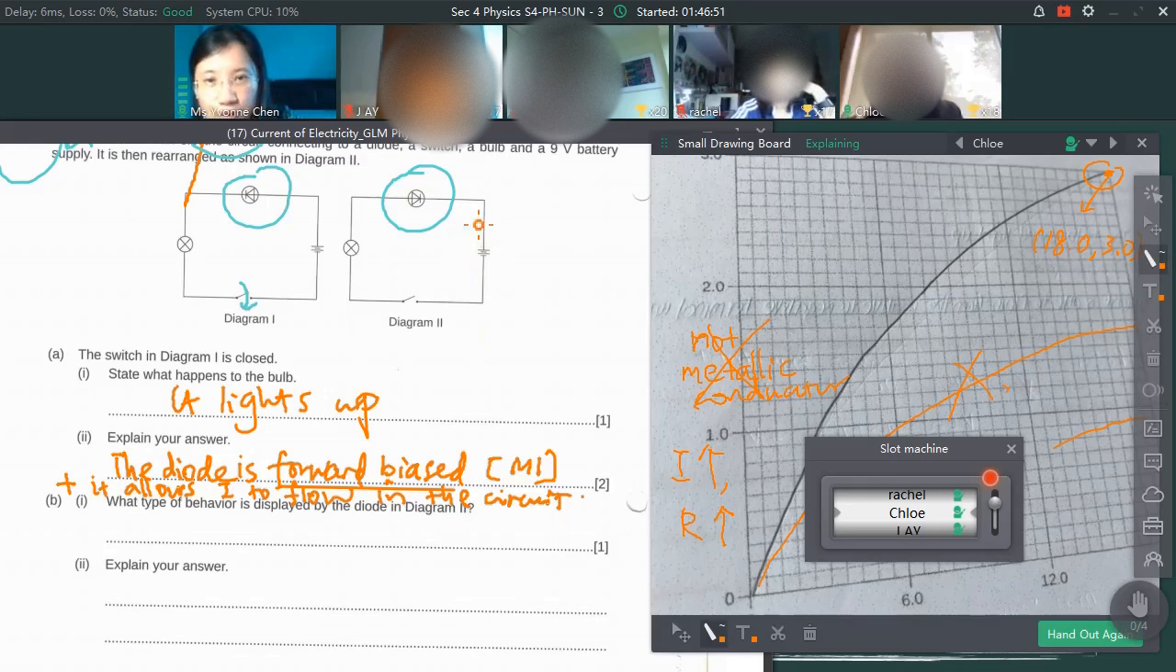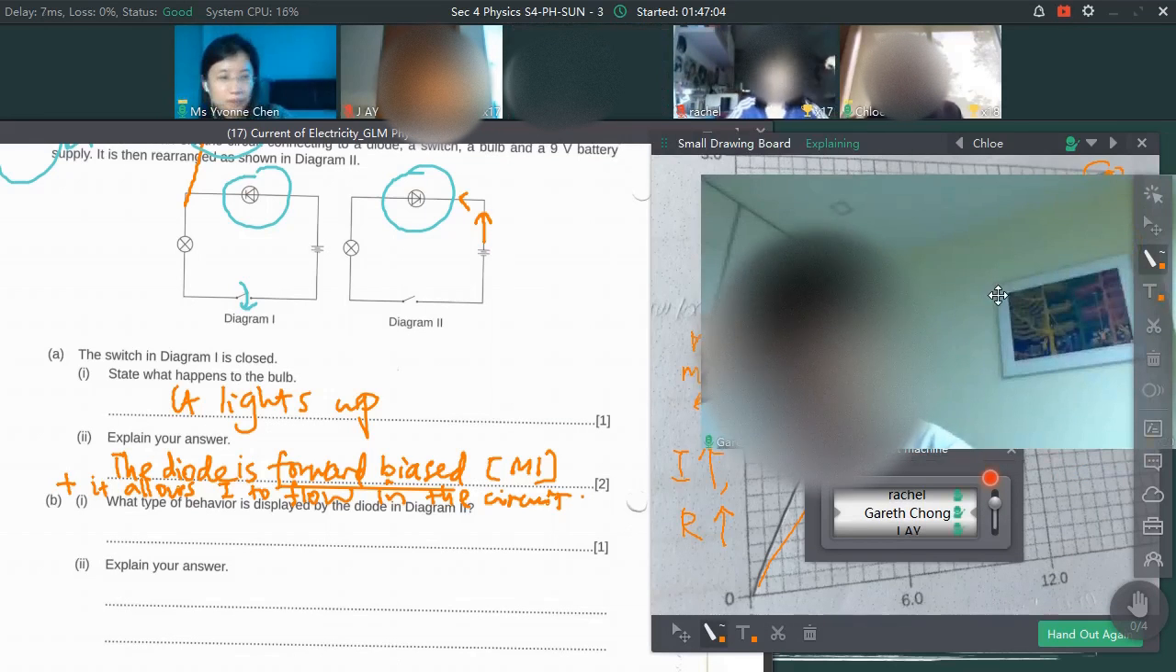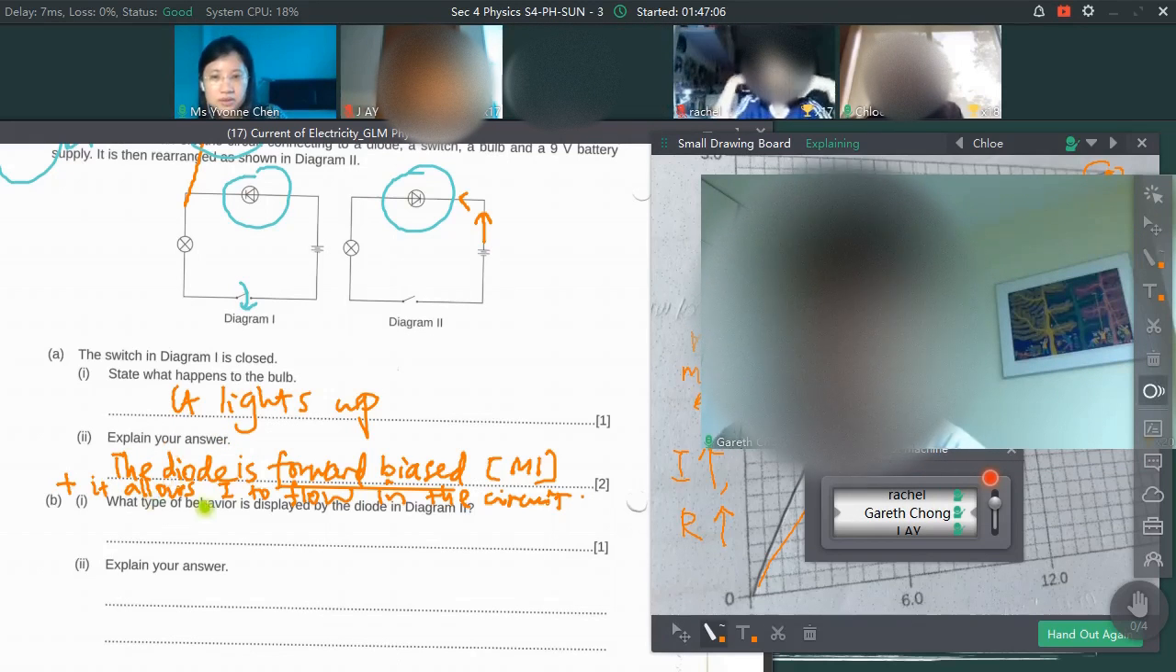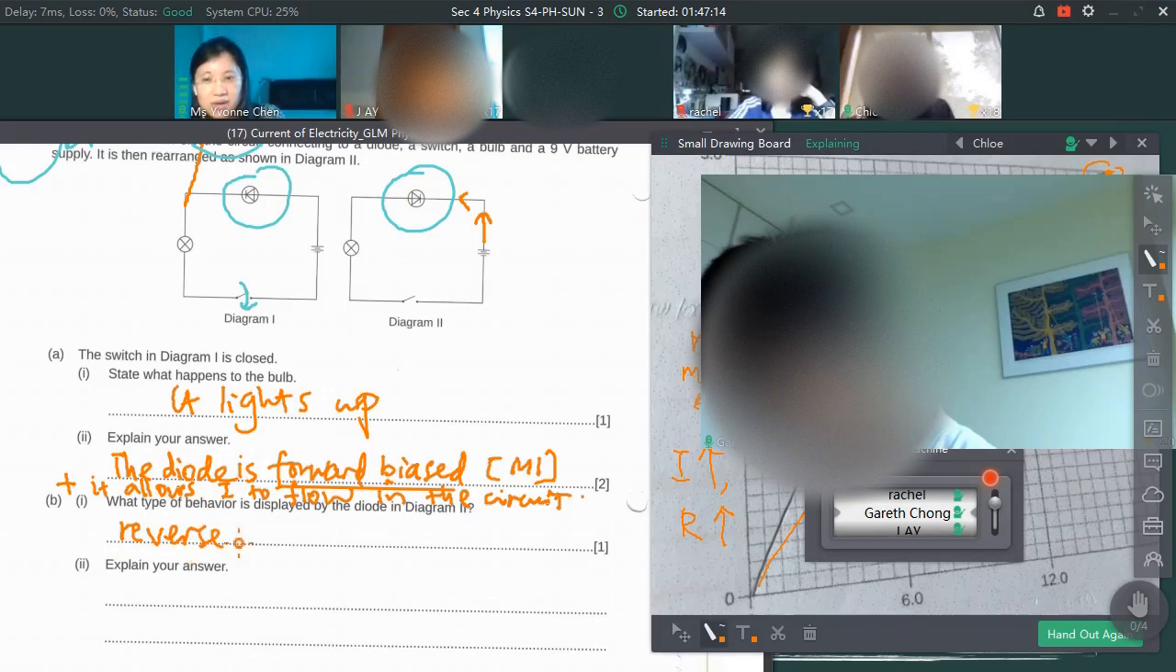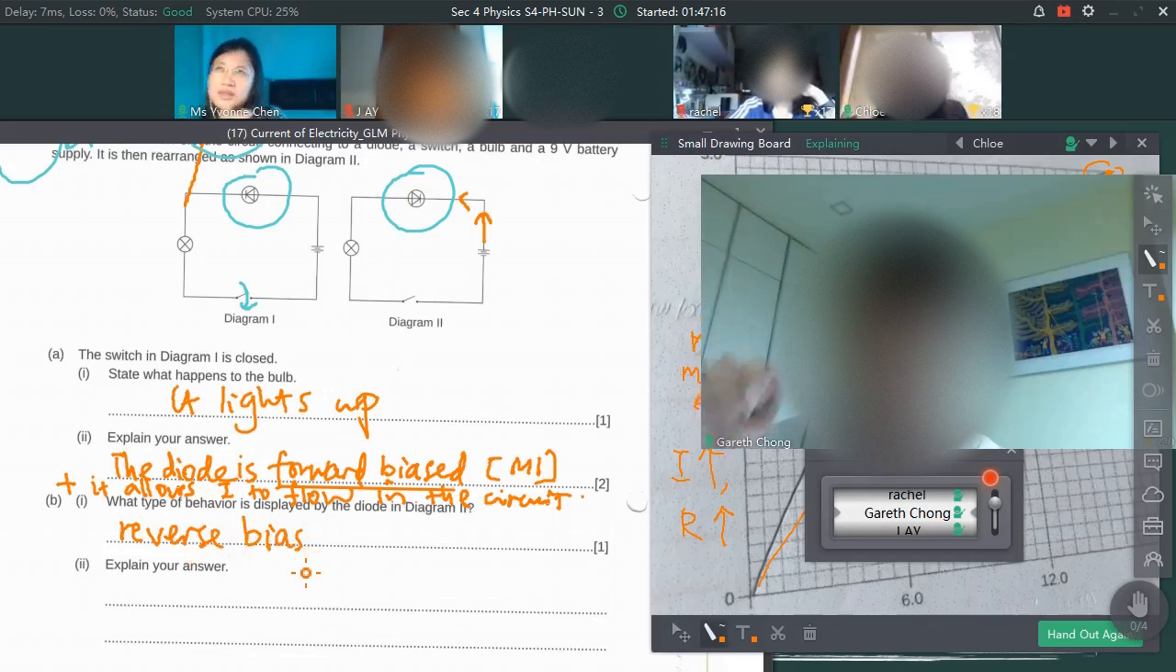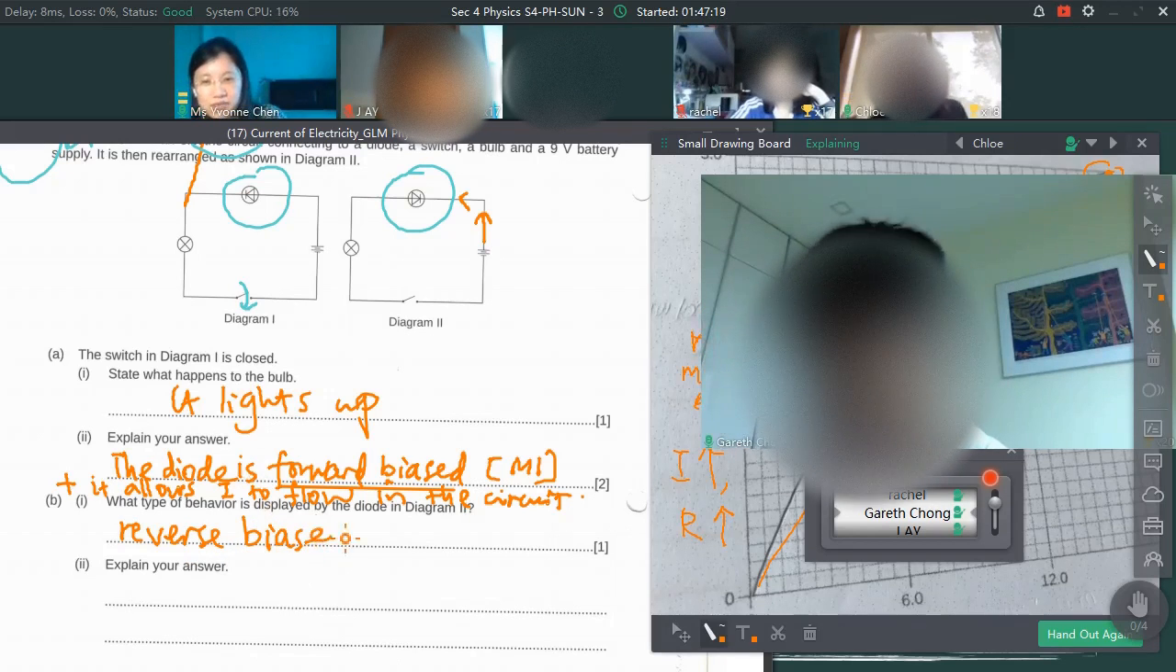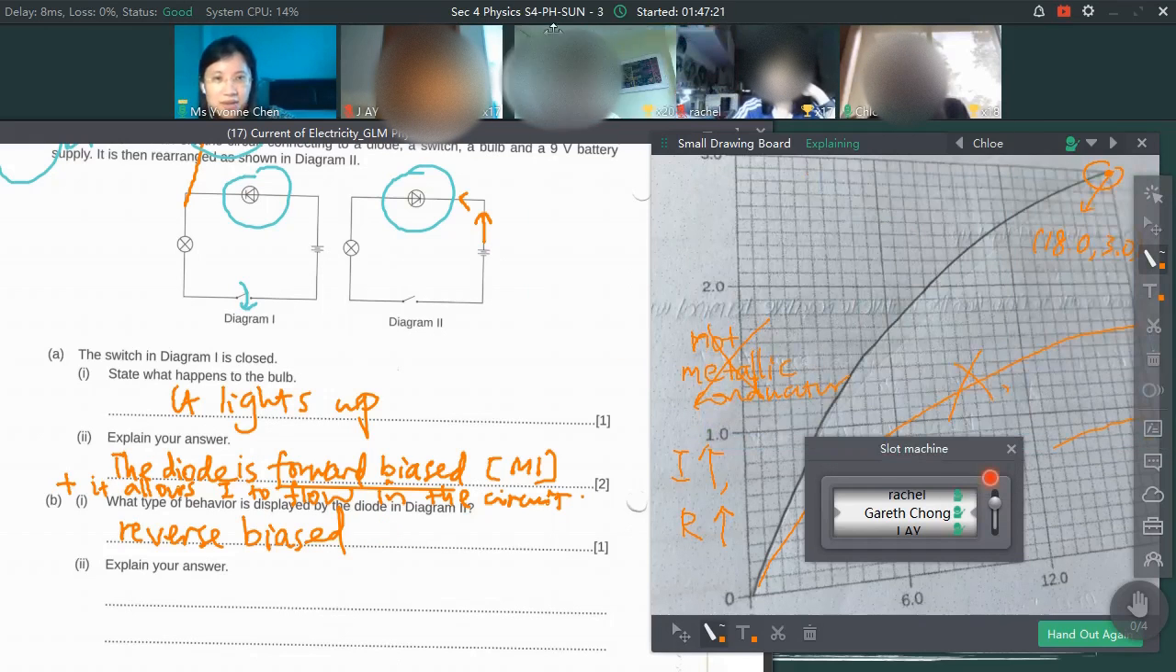Now the current wants to flow from the positive terminal, but it seems it cannot. What do we call this? Let me draw someone. Gareth, what kind of behavior is it called? Insulator. Can we say reverse bias instead? I think you understand the concept, but we don't say insulator. We say forward bias, reverse bias. Okay, thank you. Reverse bias because it's a diode. Explain your answer.